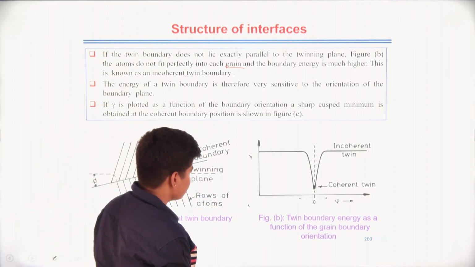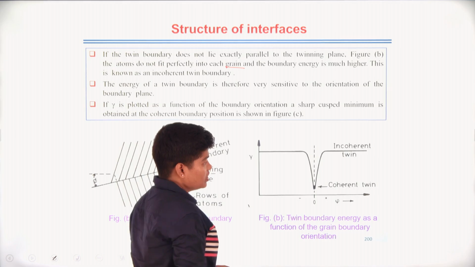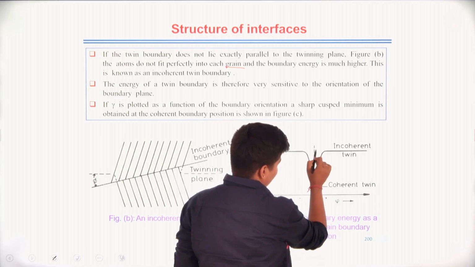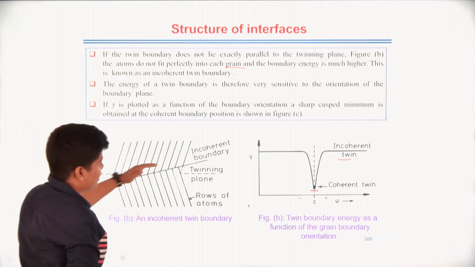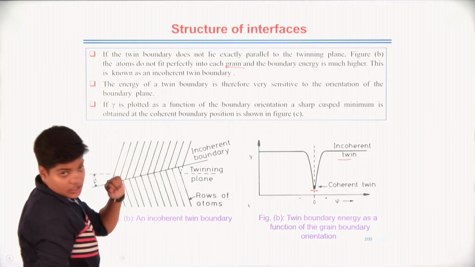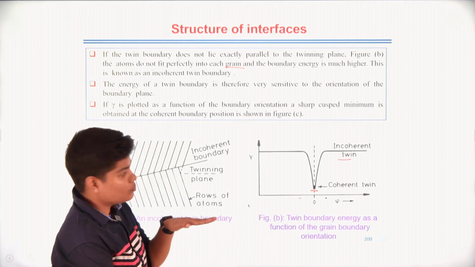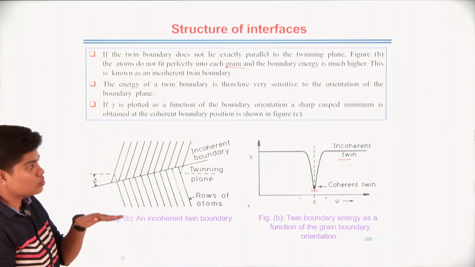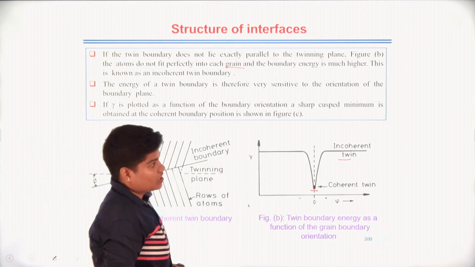Here we can see the grain boundary energy plotted against the misorientation angle. This is the minimum energy in the case of a coherent twin, and this is the high energy in the case of an incoherent twin. In an incoherent twin, there will be no parallel relation. The incoherent boundary means the twinning boundary across the plane will not be parallel to the twinning plane. But in the case of a coherent twin, there will be a parallel relation between the twin boundary and the twinning plane, so the energy will be less.